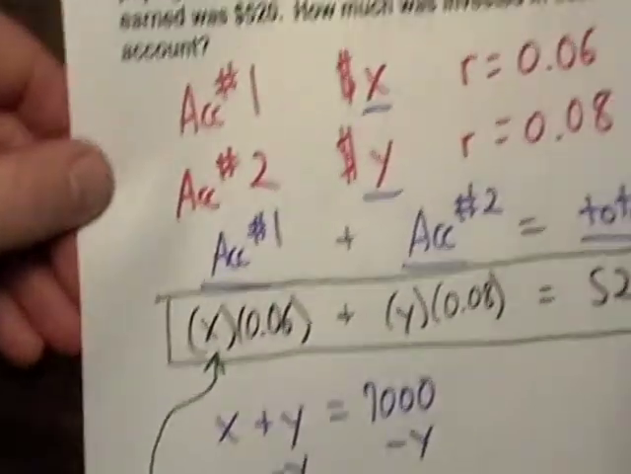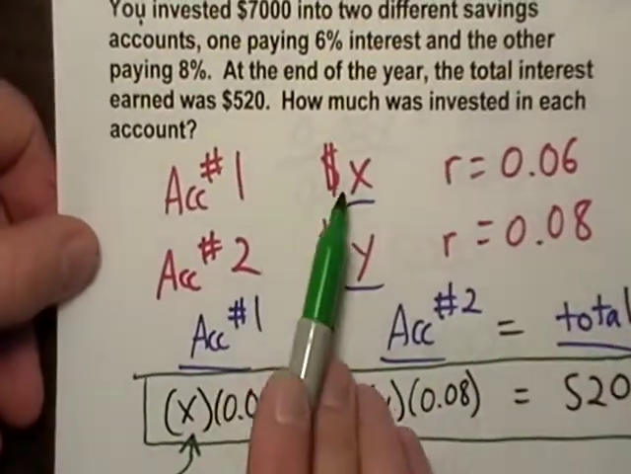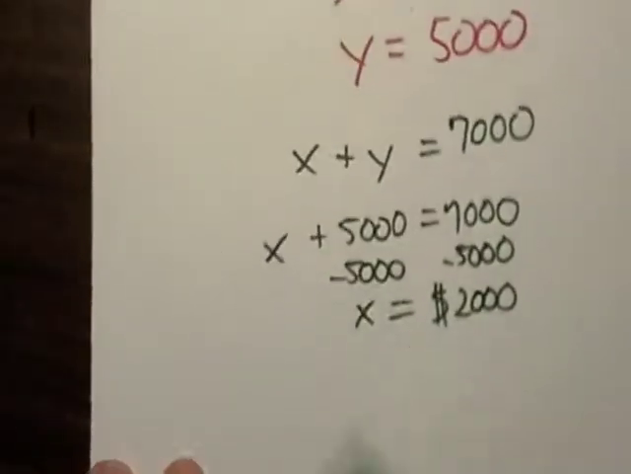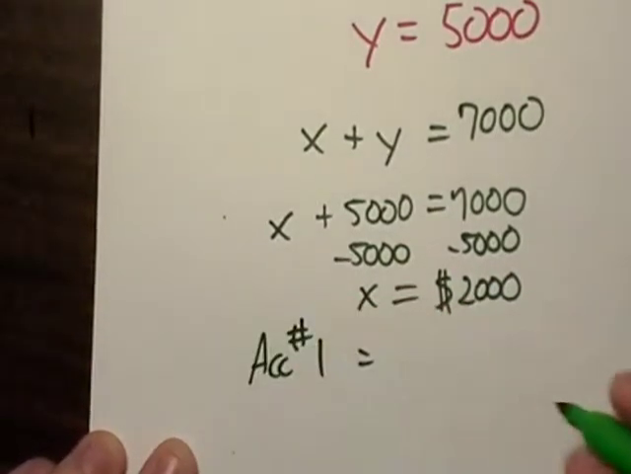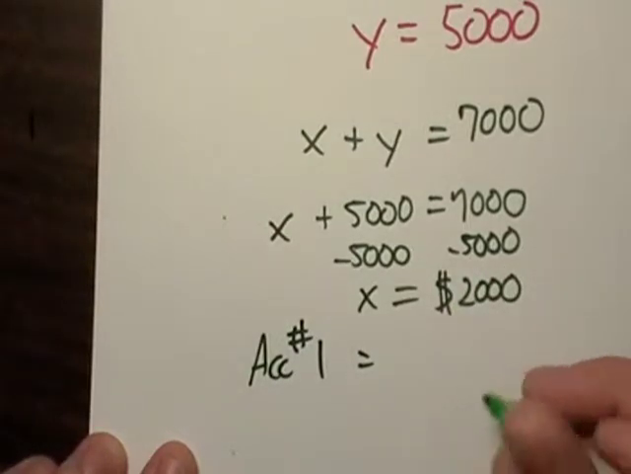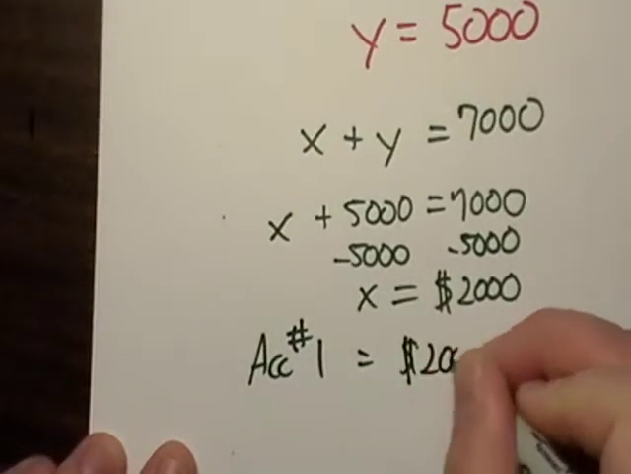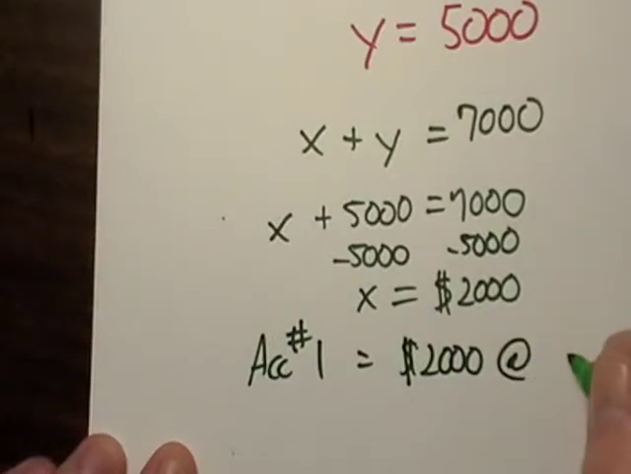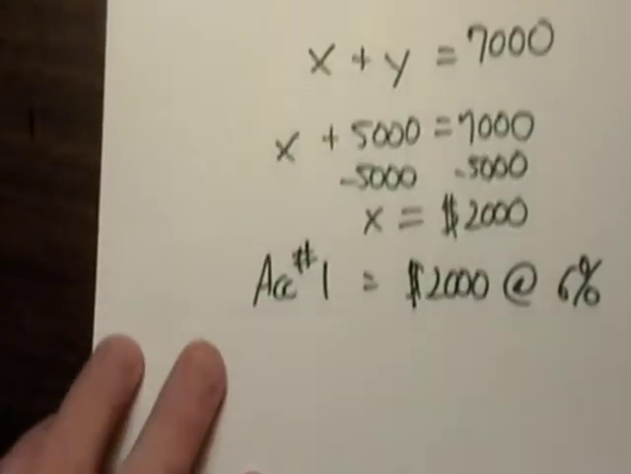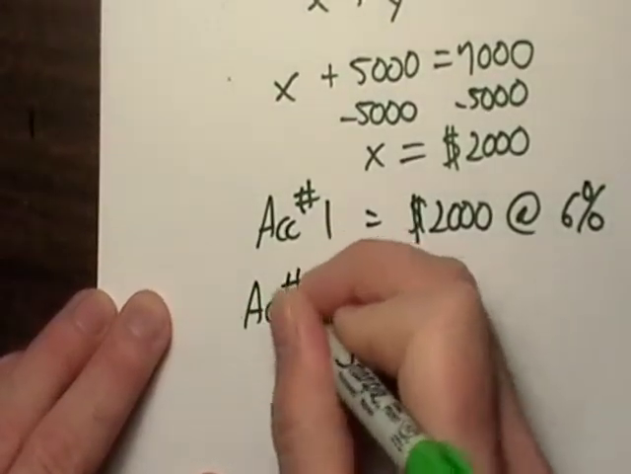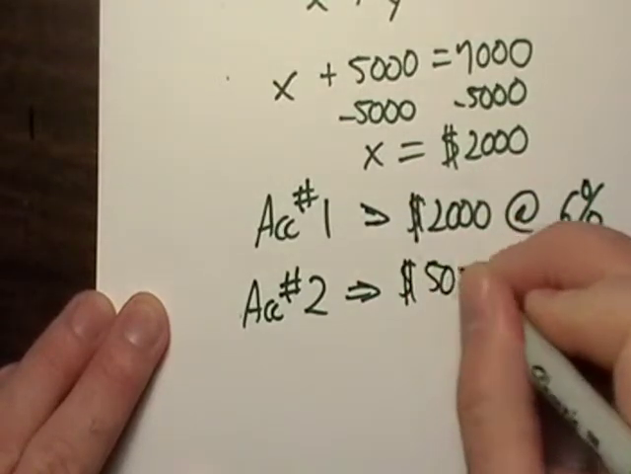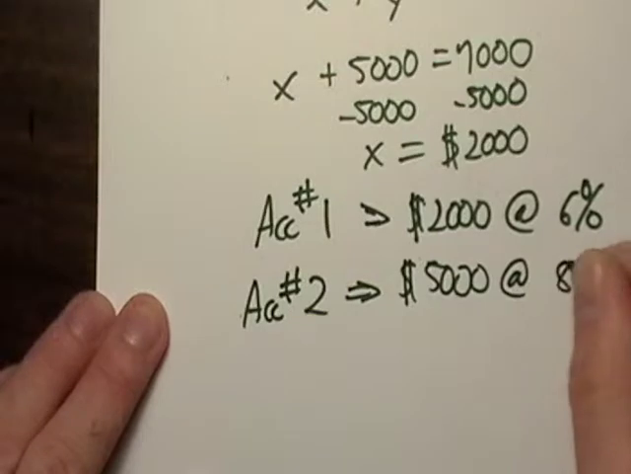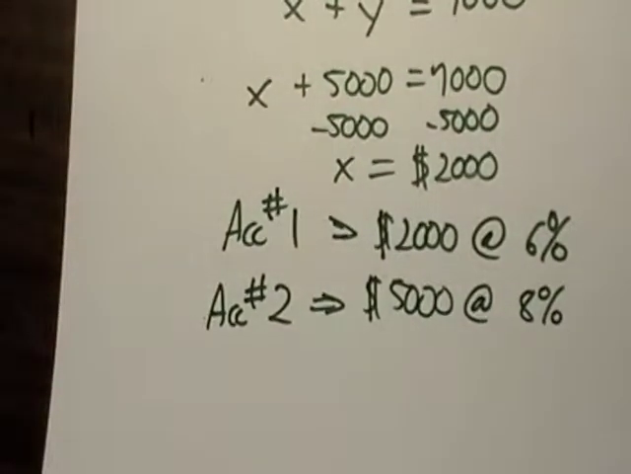Moving back here, we now know how much money we put into each account. Into account number 1, we invested $2,000 at 6%. And in account number 2, we put in $5,000 at 8%. That makes sense. We put more money in the higher paying account.